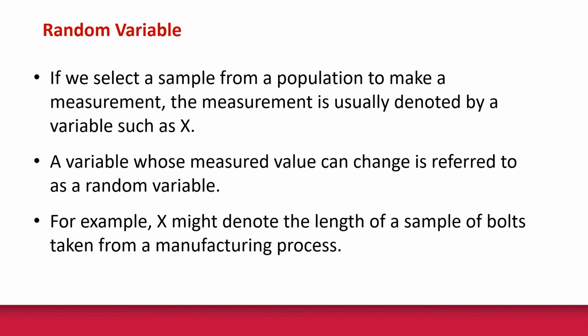If we select a sample from a population to make a measurement, the measurement is usually denoted by a variable, such as x. A variable whose measured value can change is referred to as a random variable. For example, x might denote the length of a sample of boats taken from a manufacturing process. X could take on any value, theoretically.